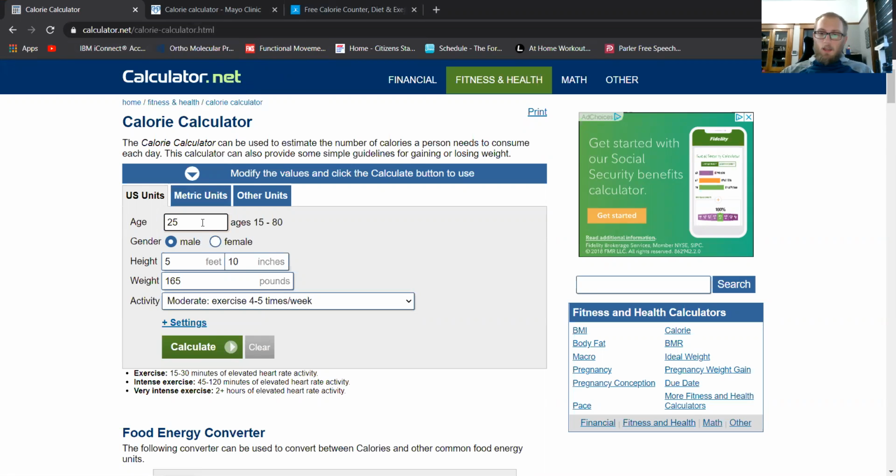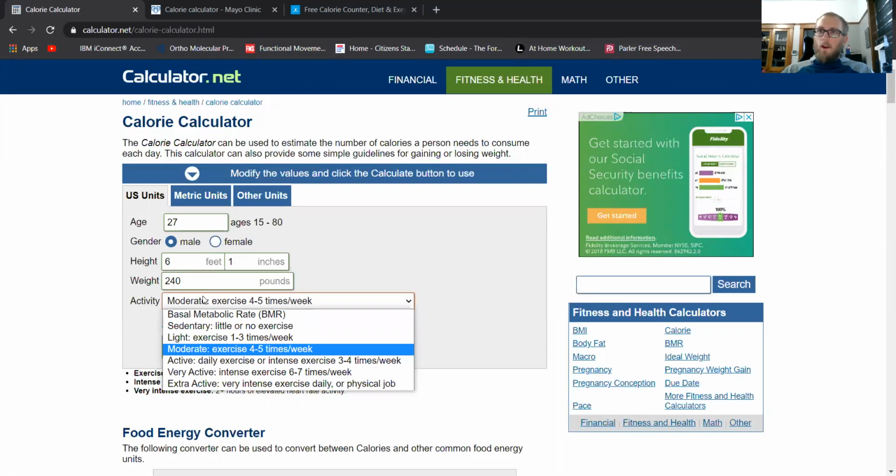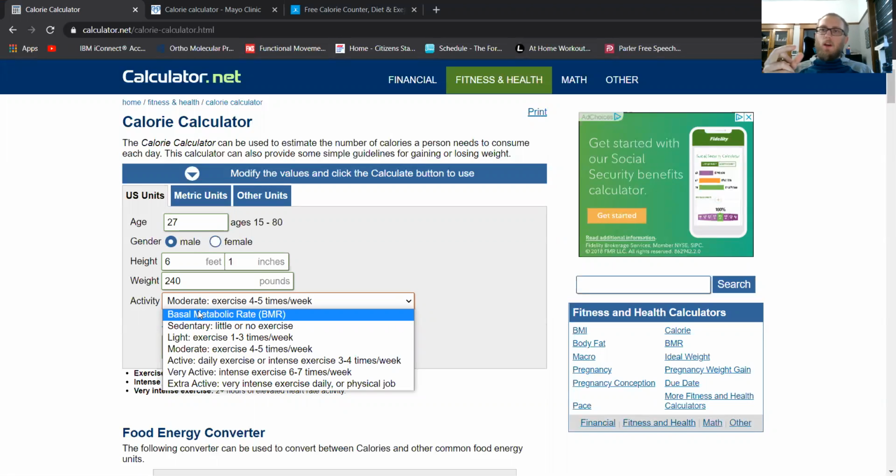So let's say it's close enough to my birthday, so I can say I'm 27. I'd like to say I'm 6'2", but we'll say I'm 6'1" just for accuracy's sake. I don't remember exactly what I weigh, but we're going to say 240. Again, that's probably close. Now here is where things get a little bit interesting.